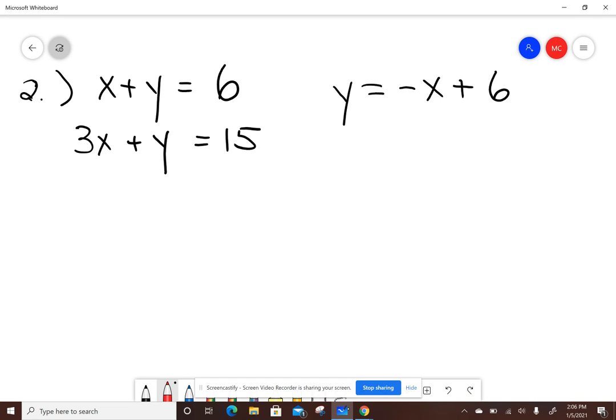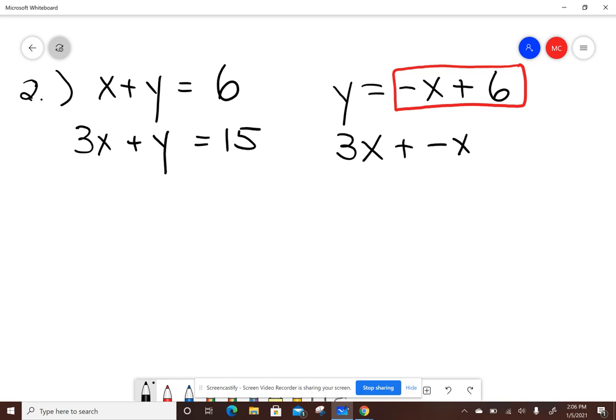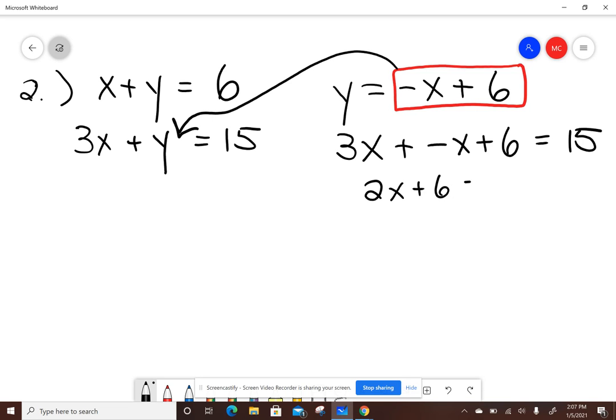So in this case, I'm isolating my y in my first equation, and I'm saying in the second equation, instead of writing a y, I'm going to write negative x plus 6 equals 15. So you see, I substituted negative x plus 6 for y in my second equation. Now 3x plus negative x is 2x plus 6 equals 15. I subtract 6 from both sides and I get x equals 9 halves.